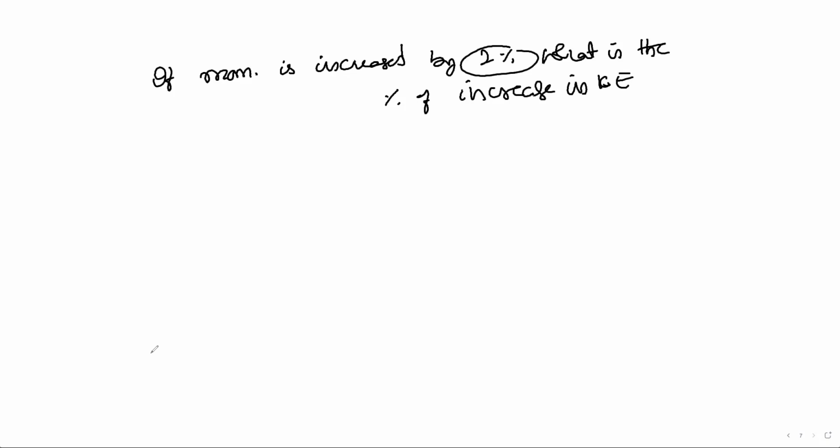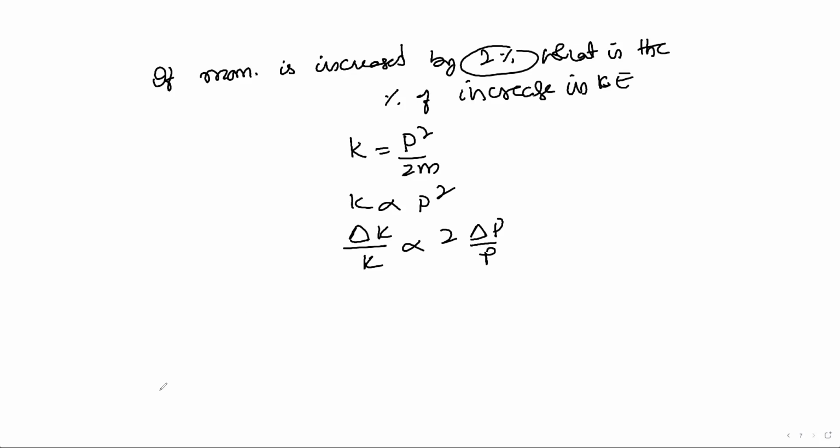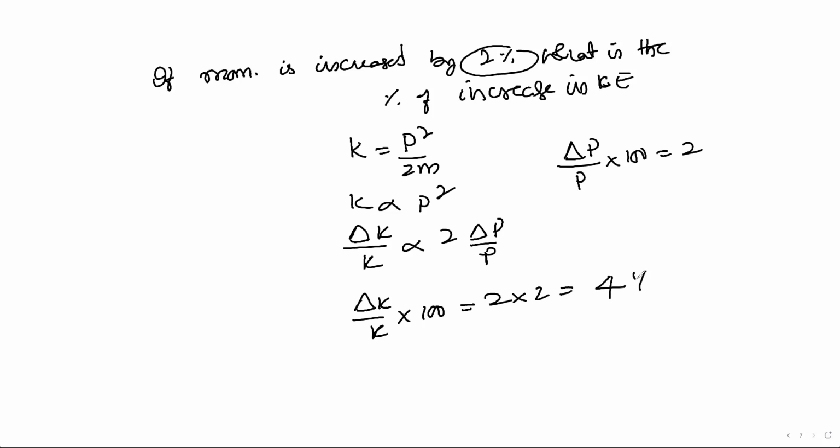2% is very small. In such cases, what you have to do is: k equal to p square by 2m, or k proportional to p square. Differentiating both sides, delta k by k proportional to 2 delta p by p. Now, momentum is increased by 2% means delta p by p into 100 is equal to 2. So what is delta k by k into 100? 2 into 2. So what do I get? 4%. Simply 4% is the increase in kinetic energy.